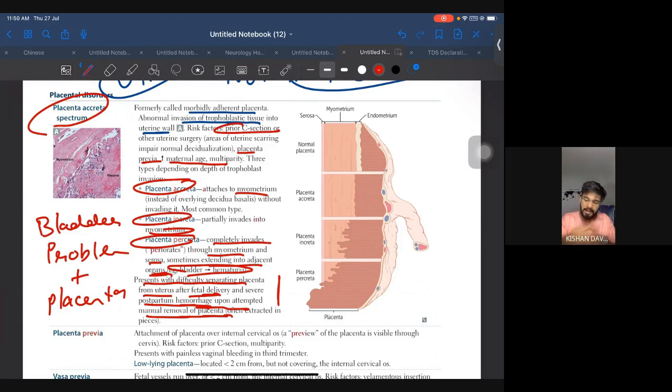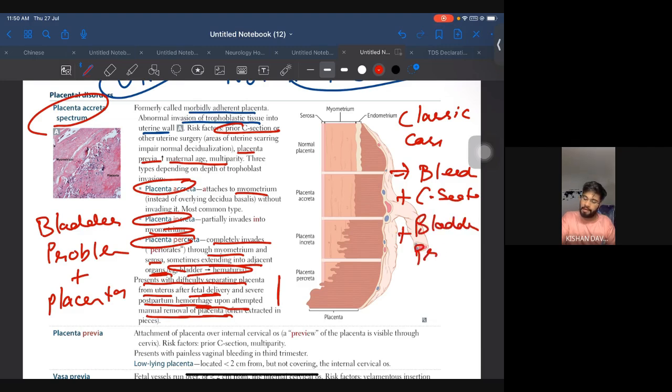So whenever a placenta case comes, the classic case will be they will give bleeding, then they will say C section was done, then they will say bladder problem. So bladder problem is only common in placenta accreta. In previa and abruptio there is no bladder problem. Okay, so you have to remember all this.